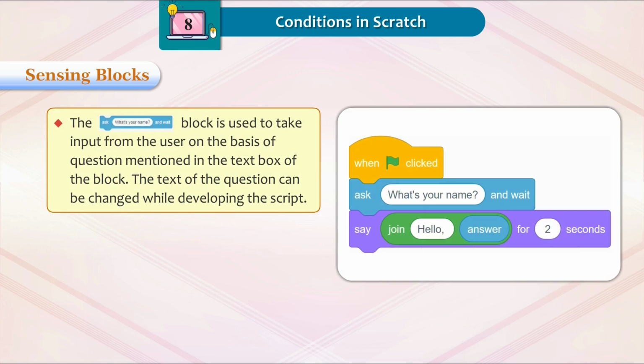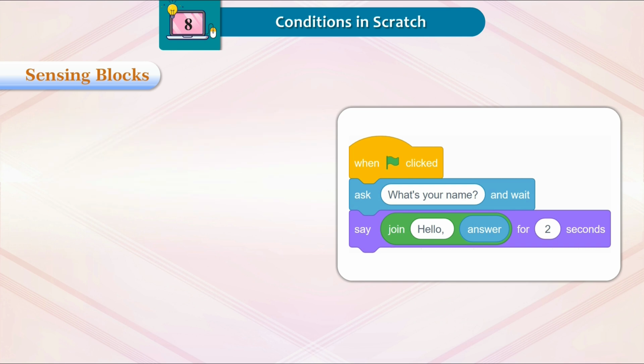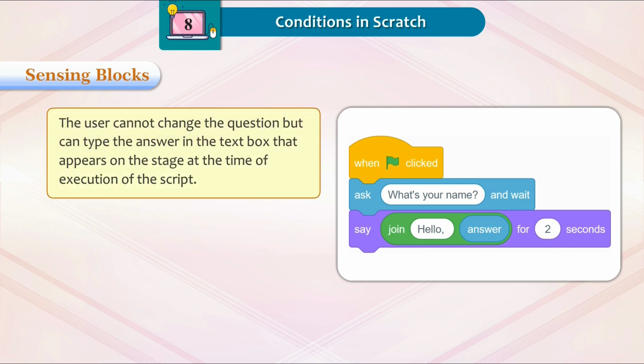If the condition is false, then another stack of blocks is executed. The Ask What's Your Name and Wait block is used to take input from the user on the basis of the question mentioned in the text box of the block. The text of the question can be changed while developing the script. The user cannot change the question but can type the answer in the text box that appears on the stage at the time of execution of the script.